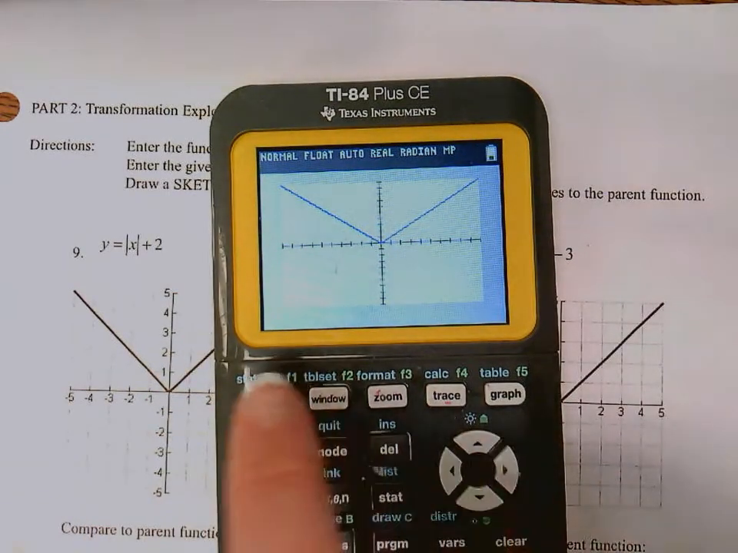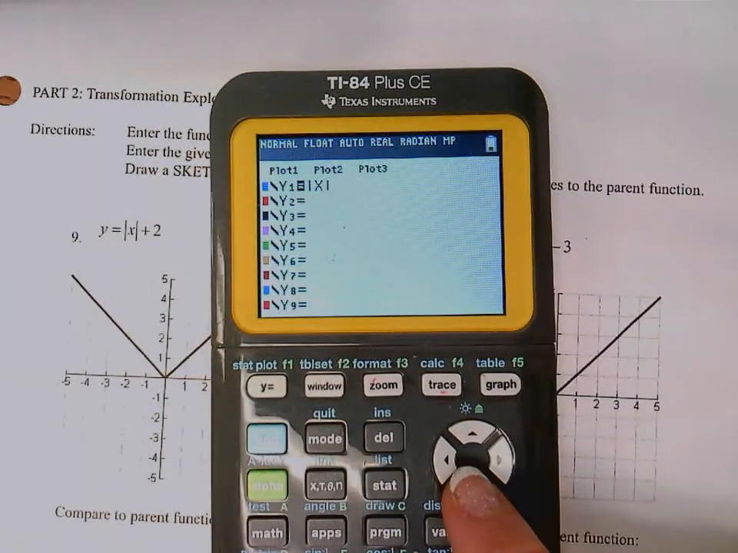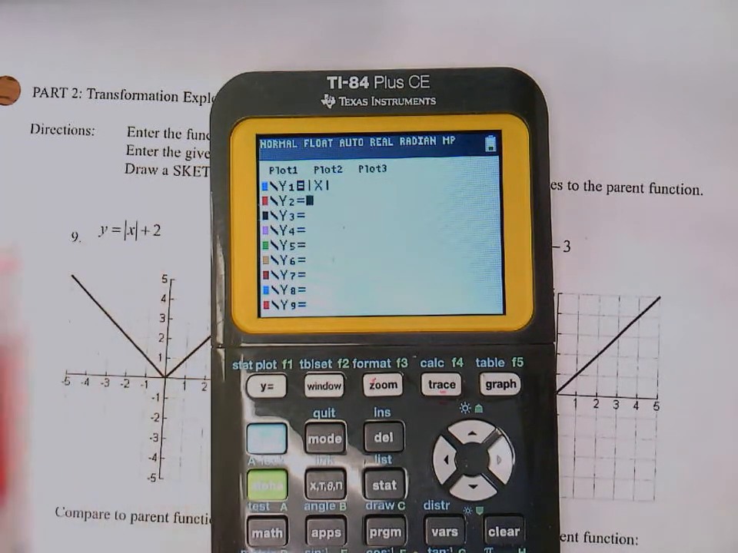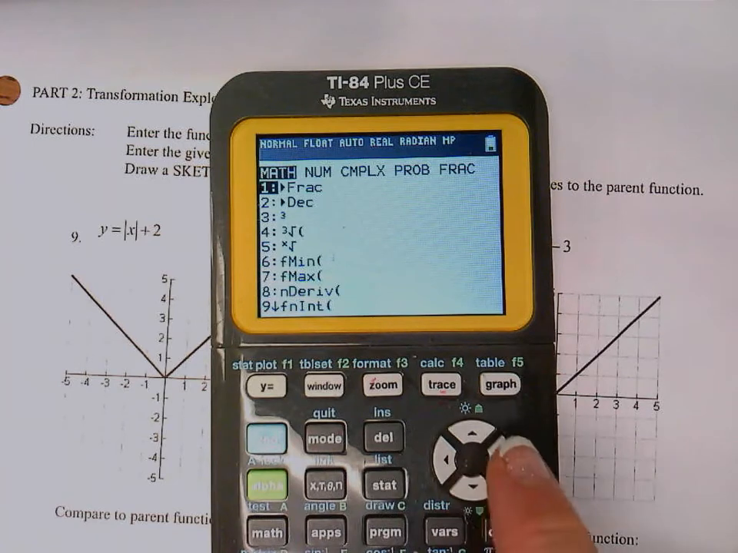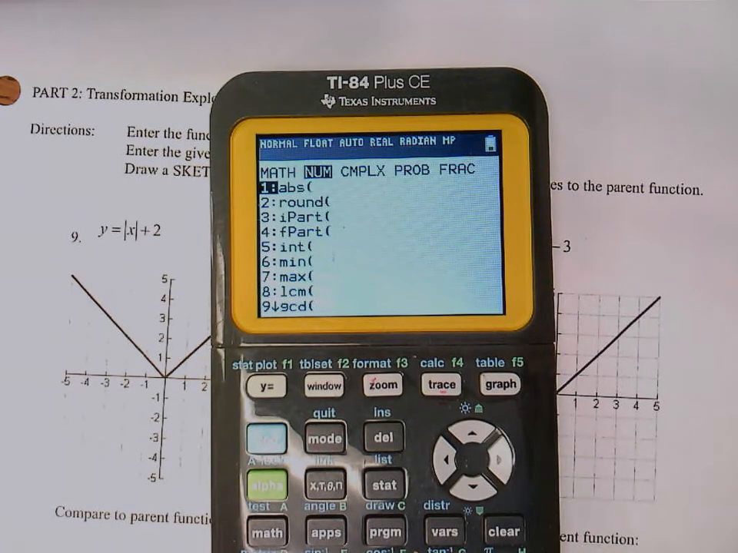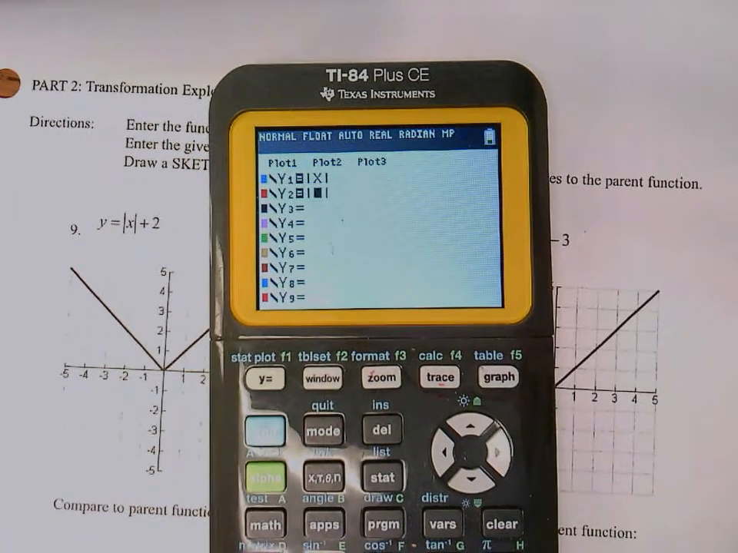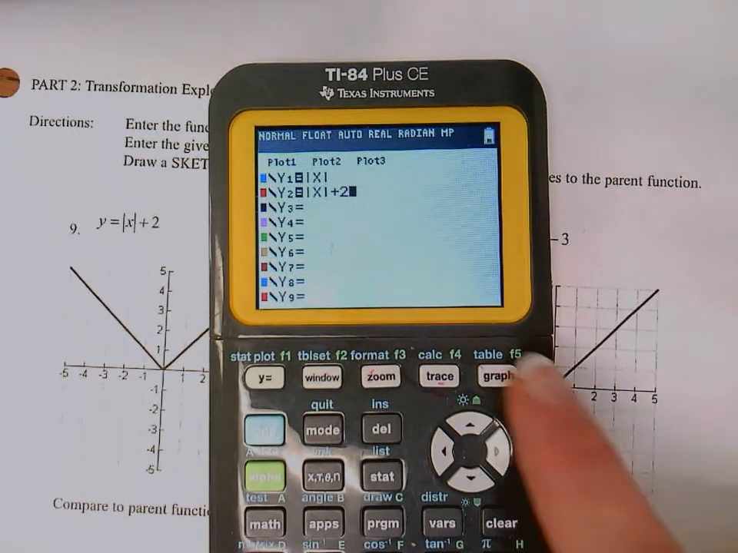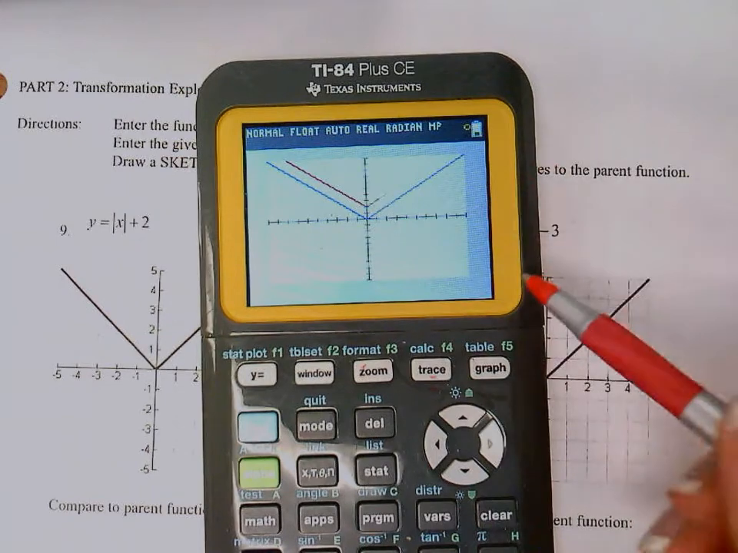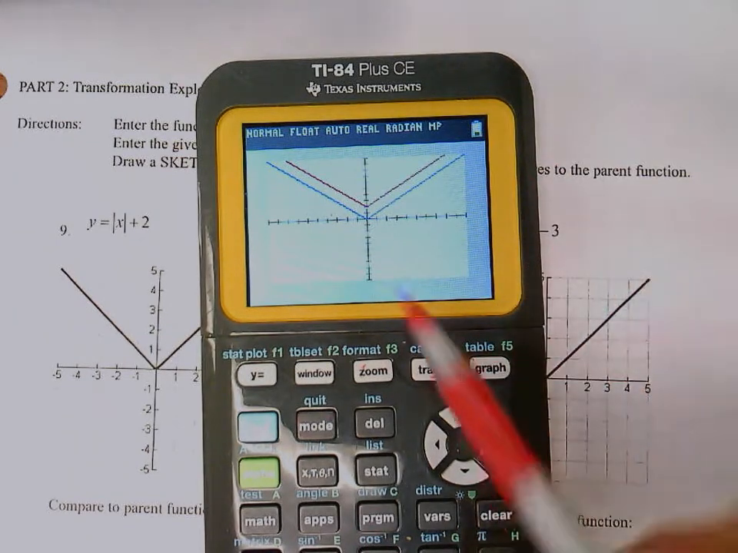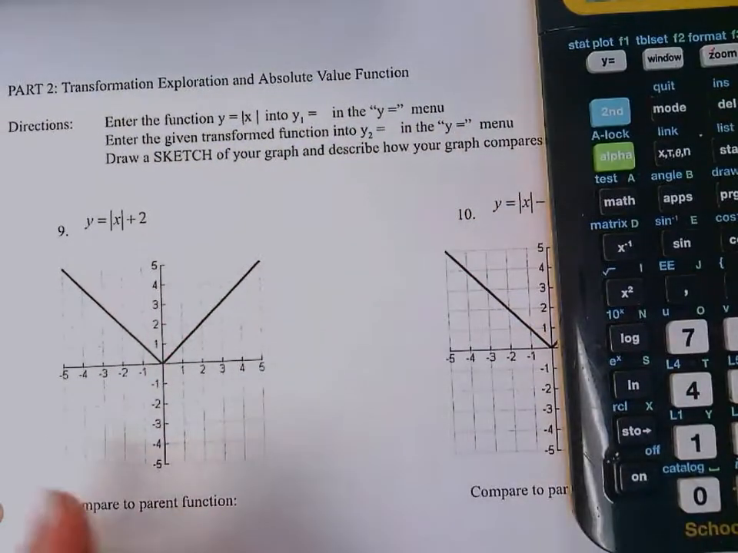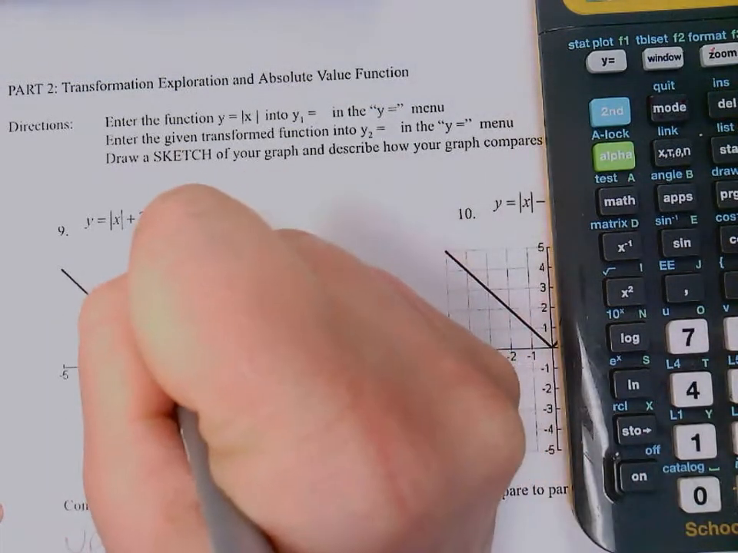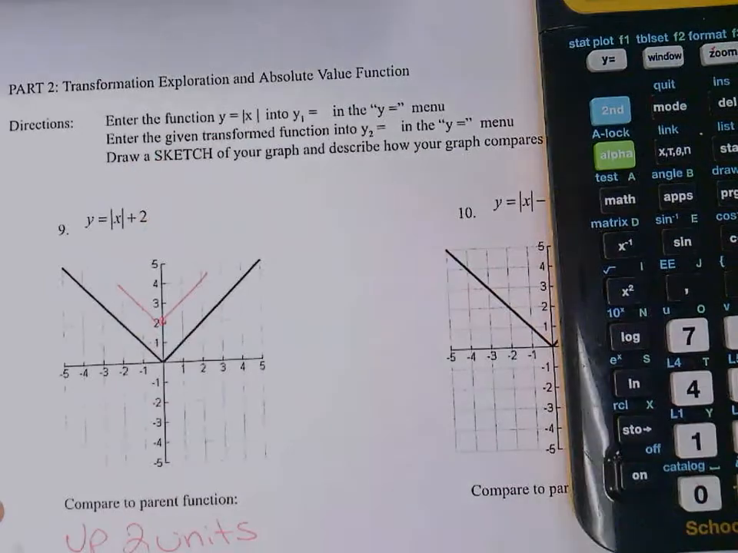Go back to your y equals menu. So I need to put the absolute value of x plus 2. So I type math, num for number, abs for absolute value, x, and then on the outside, I'm going to type plus 2. So the red graph, what has happened to the red graph? It has shifted up 2 units. So now it's up here. So the V-shaped graph is now up here.